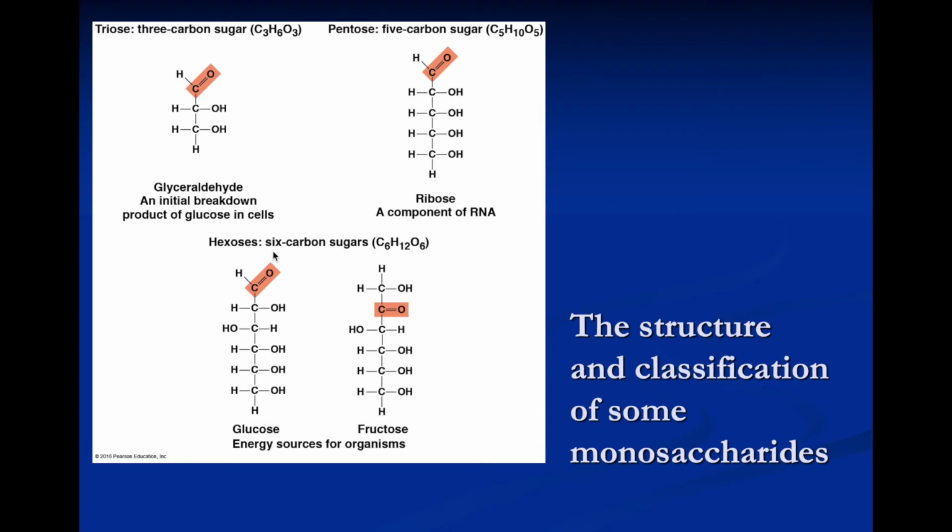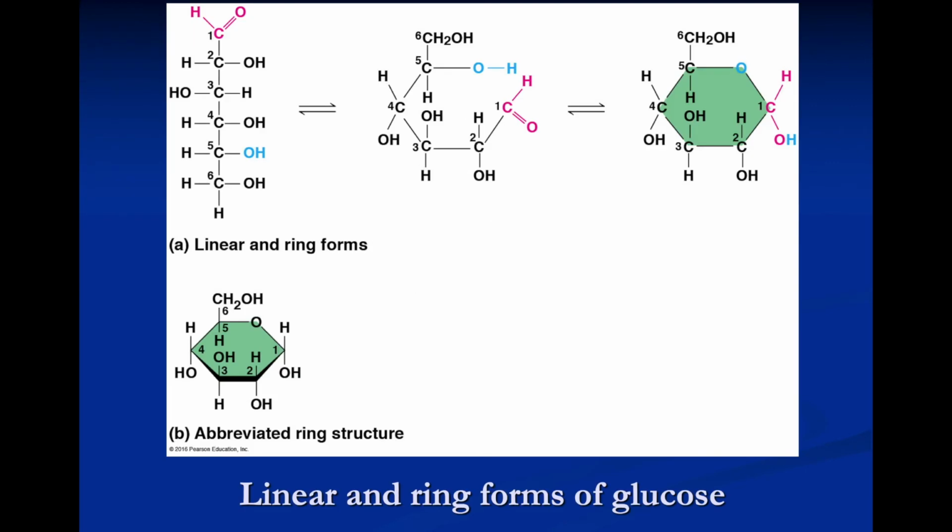Our very common 6 carbon sugars, or hexoses, have the chemical formula C6H12O6. So both glucose and fructose have the same C's, H's, and O's, but they differ in their arrangement. So these are actually structural isomers. So again, glucose and fructose, both common sugars that you've probably heard of and used as energy sources for organisms.